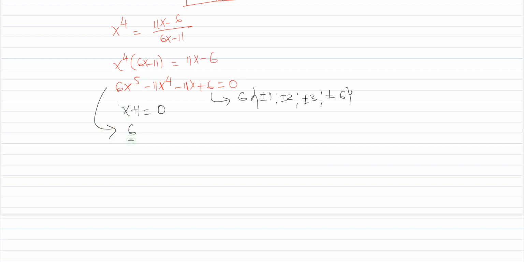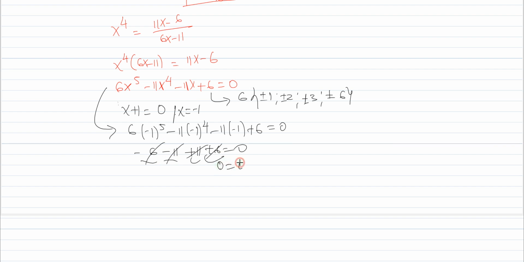If x is equal to negative 1, we have minus 1 to the 5, minus 11 times minus 1 to the 4, minus 11 times minus 1, plus 6, and this has to be equal to 0. This is minus 6, this is minus 11, this is plus 11, and this is plus 6, equals 0. Actually we have 0 equals 0, and x equals negative 1 is a solution for this equation.